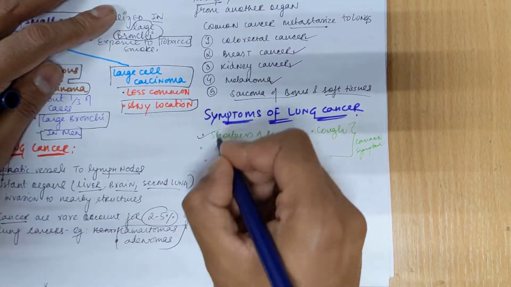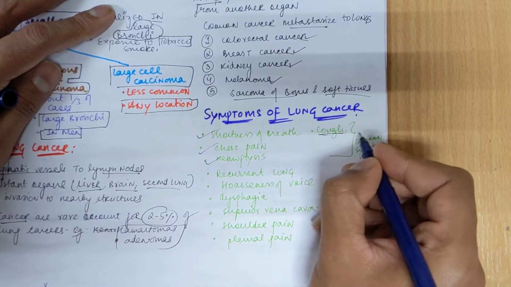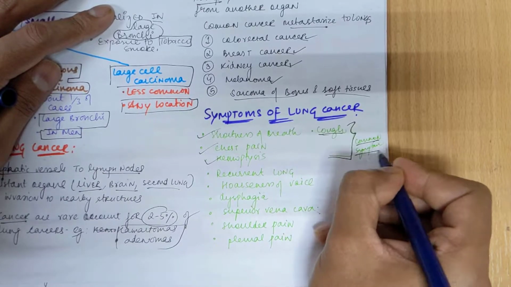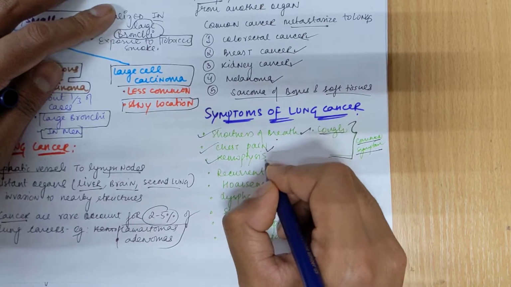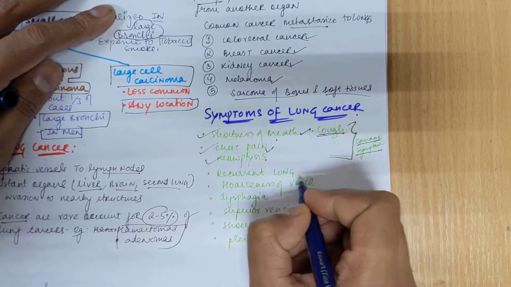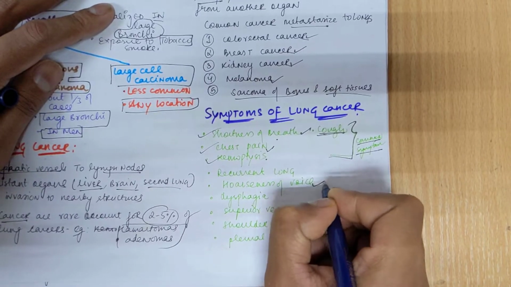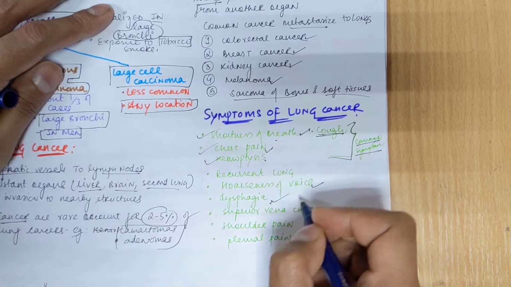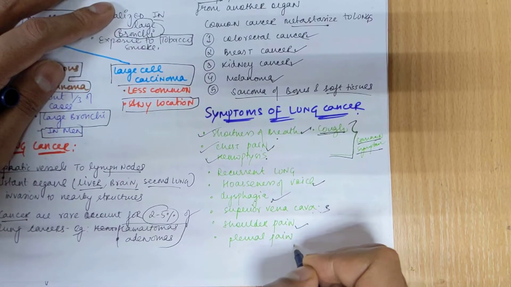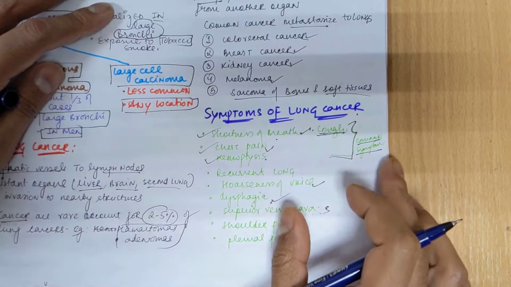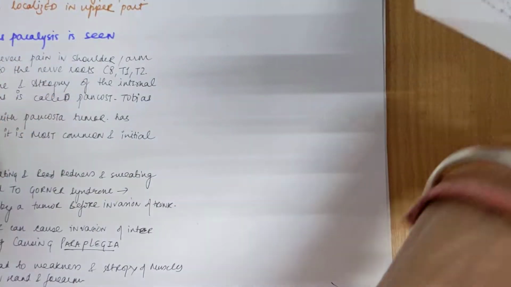Now the symptoms we have are shortness of breath, chest pain, and hemoptysis, and cough also. These are the four most common symptoms in cancer of the lung: dyspnea, shortness of breath, chest pain, hemoptysis, and cough. Okay. Other symptoms are recurrent lung infection, hoarseness of the voice. We will see dysphagia, difficulty in swallowing, superior vena cava syndrome. We will see shoulder pain and pleural pain. So these are the symptoms you will see in secondary lung cancer. Okay, clear?